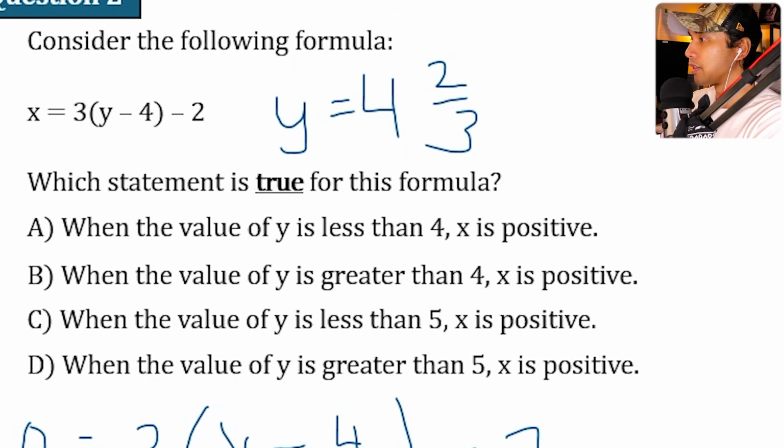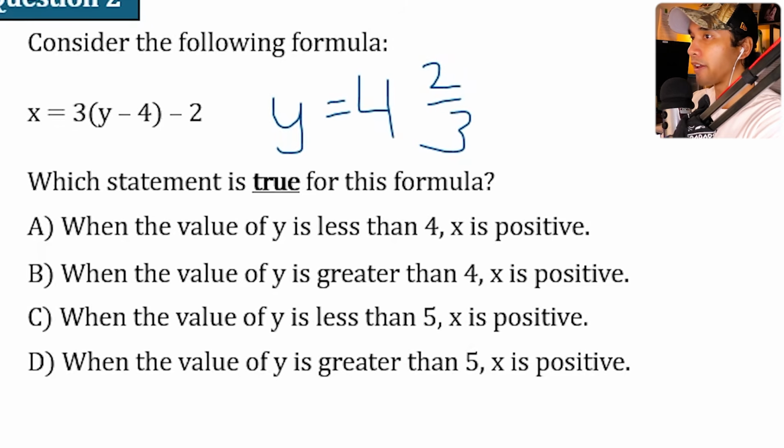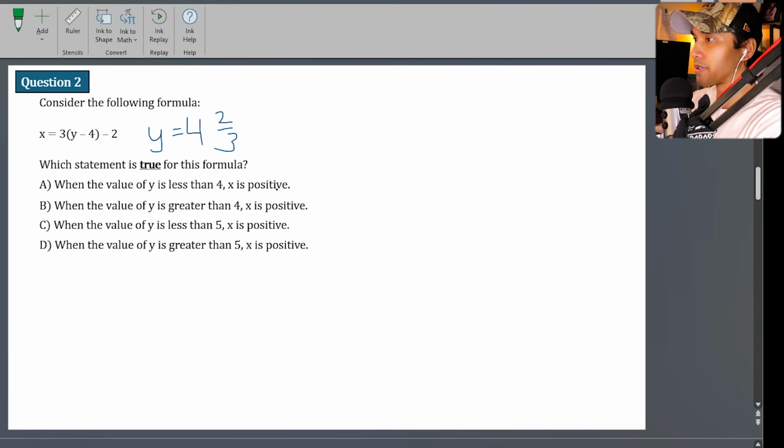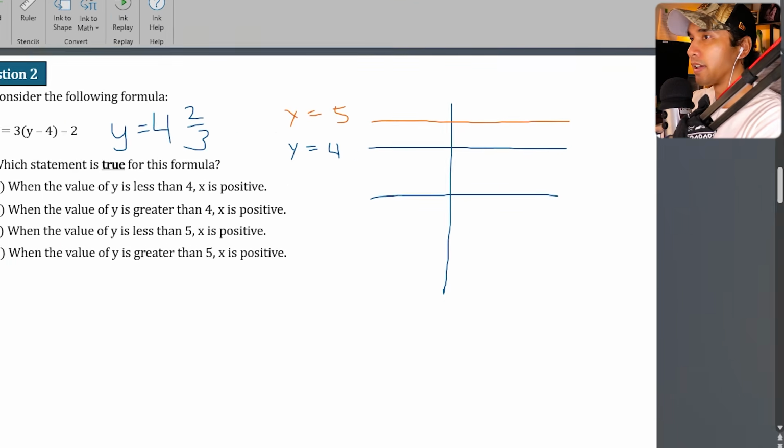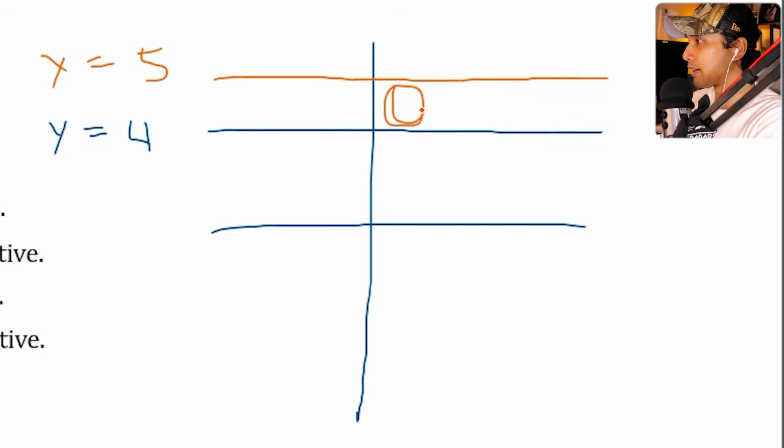Now, look at the answer choices. These answer choices are different from the previous question. This time we have 4 and then 5. So this one's different because something is happening in between 4 and 5. Okay? And just to give you guys a visual, this is y equals 4, and this is y equals 5. And something is happening in between here.